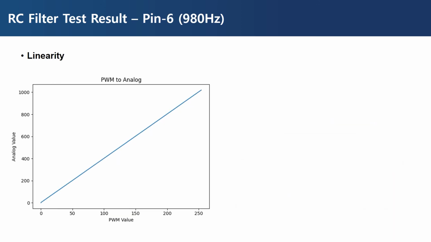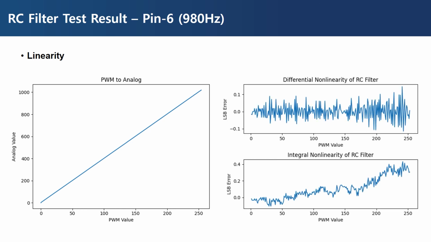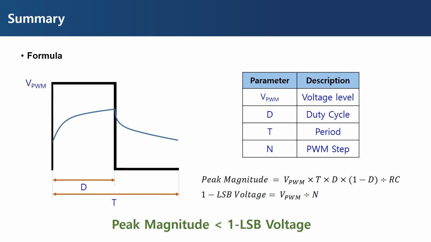Now let's look at the linearity of the 980 Hz PWM signal from pin 6. As you can see, the PWM and analog values are very linear as shown in the left figure. Also, notice that all the nonlinearity error does not exceed 1 LSB. This is because the 980 Hz PWM signal from pin 6 is more attenuated by the RC filter compared to the 490 Hz PWM signal from pin 3. I would like to summarize this video by showing you the formula for selecting the RC value that we used earlier. I hope this video helps you in the design of your own RC filter.